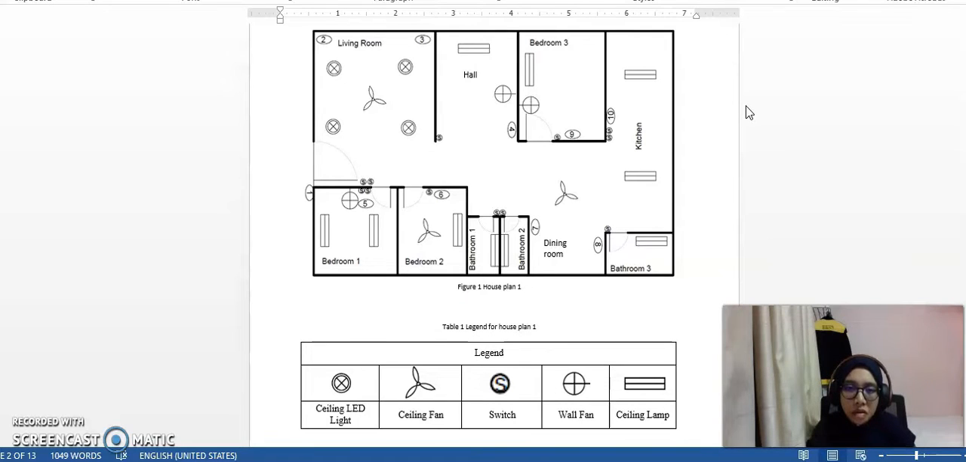CE180026. So as you can see here, this is my house plan, and inside the house plan there are ceiling LED lights, ceiling fans, switches, wall fans and ceiling lamp.